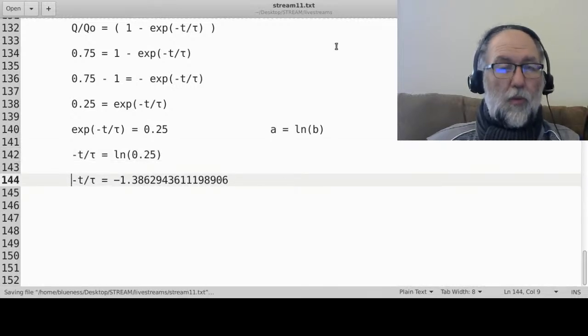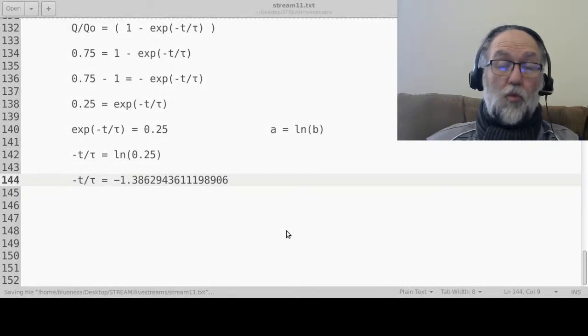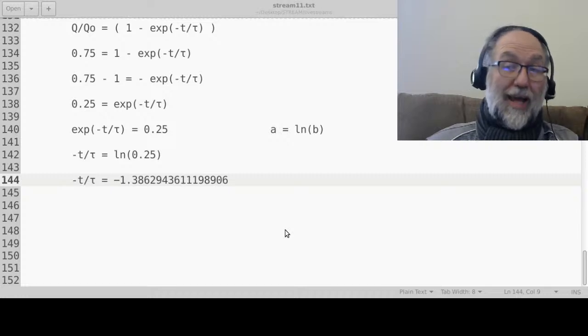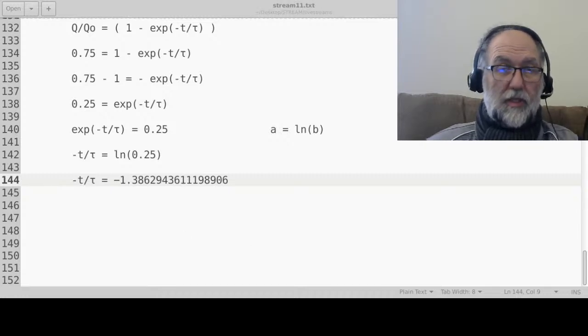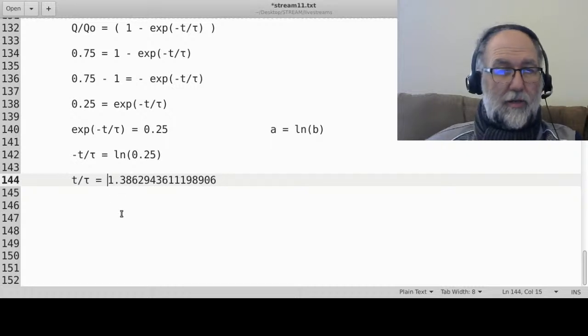By the way, the log of a number bigger than 1 is positive. The log of a number less than 1 is negative. So that's why you see the negative. There's a negative on both sides, so we can just get rid of that negative.